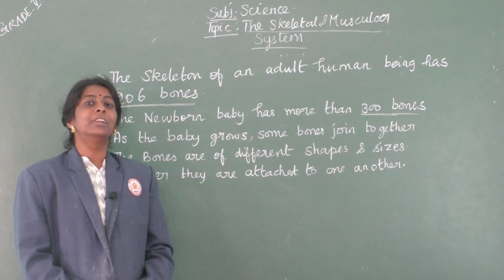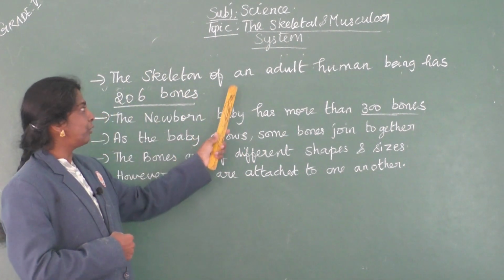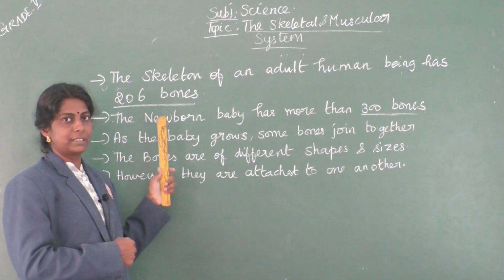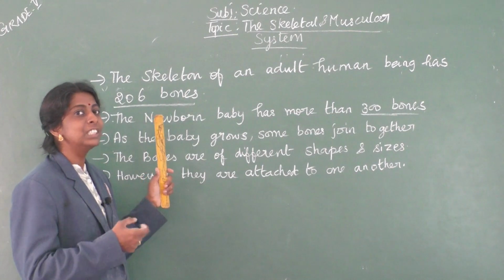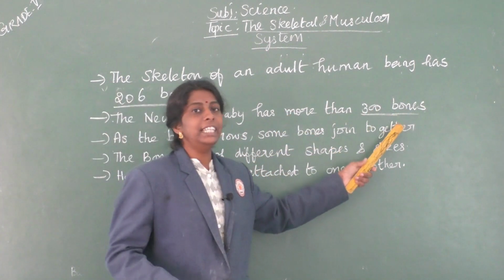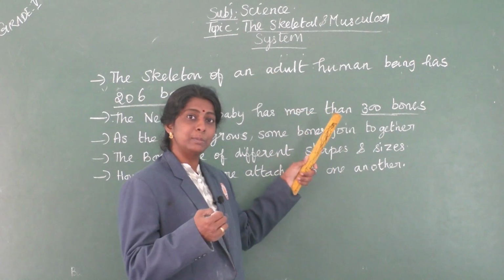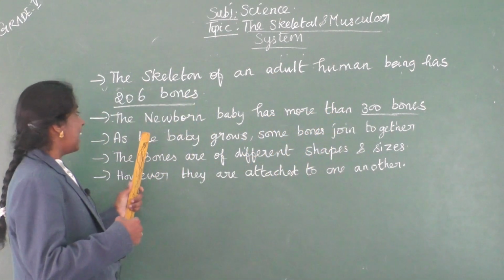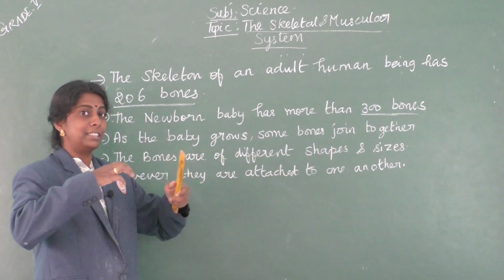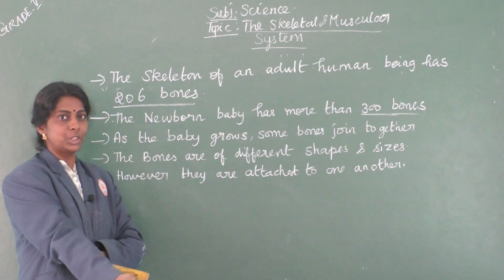Now we are going to learn about the number of bones in the skeleton. The skeleton of an adult human being has 206 bones. The newborn baby has more than 300 bones, and the adult has 206 bones. How come? Listen, as the baby grows, some bones join together and become stronger.